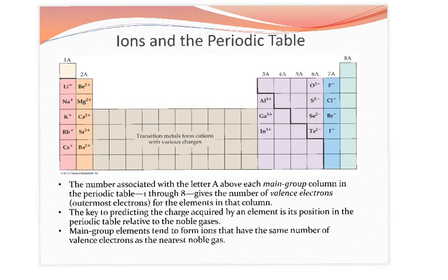And we do that because the number associated with the letter A above tells us how many valence electrons we have, or how many outermost electrons that we have for that element. So we predict the charge acquired by the element based on its position on the periodic table relative to the nearest noble gas. Because noble gases are very inert, they're unreactive, because they're very content. They have 8 valence electrons in their outermost shell. So everything else wants to also have 8 valence electrons in its outermost shell. So it will gain or lose electrons to achieve that.